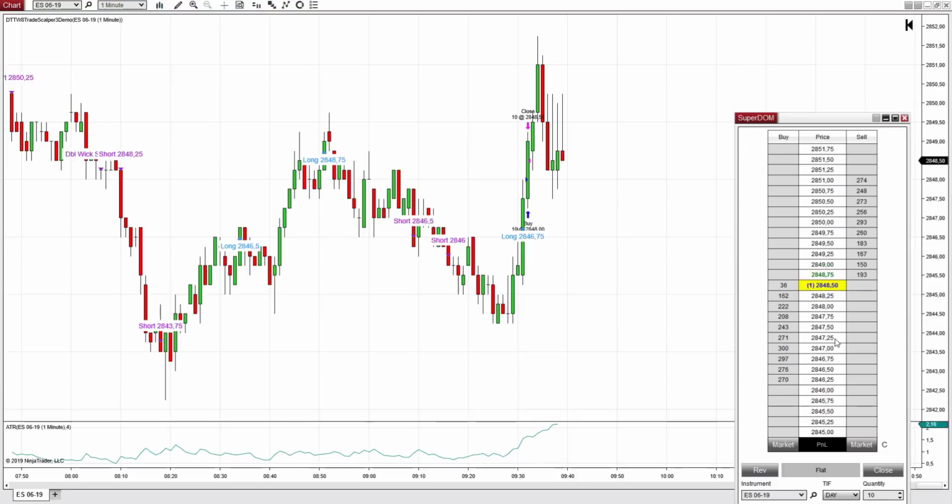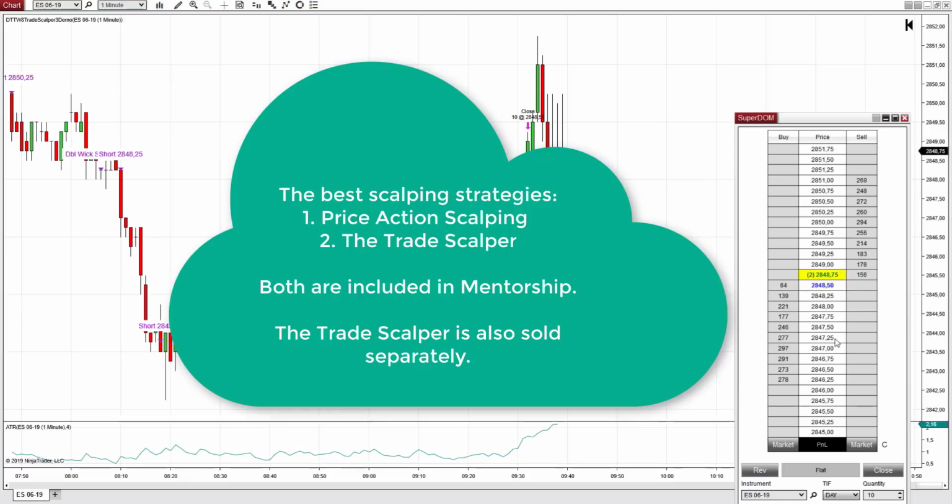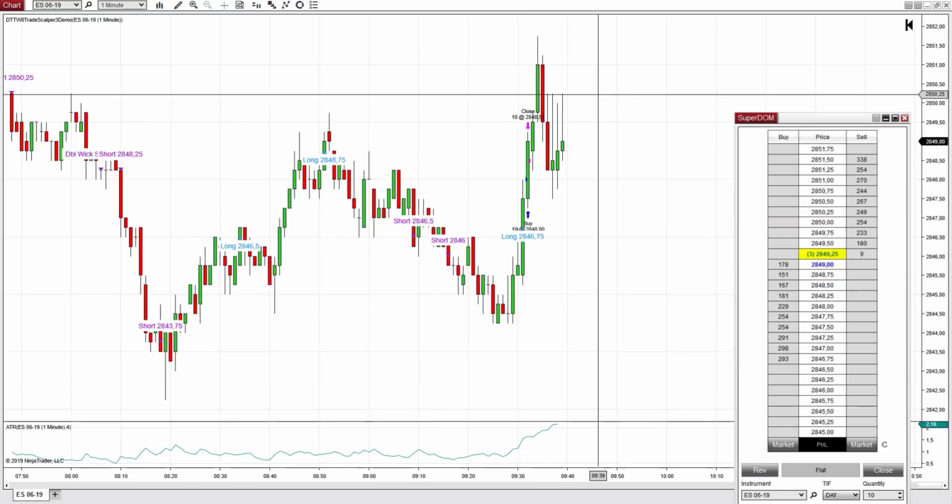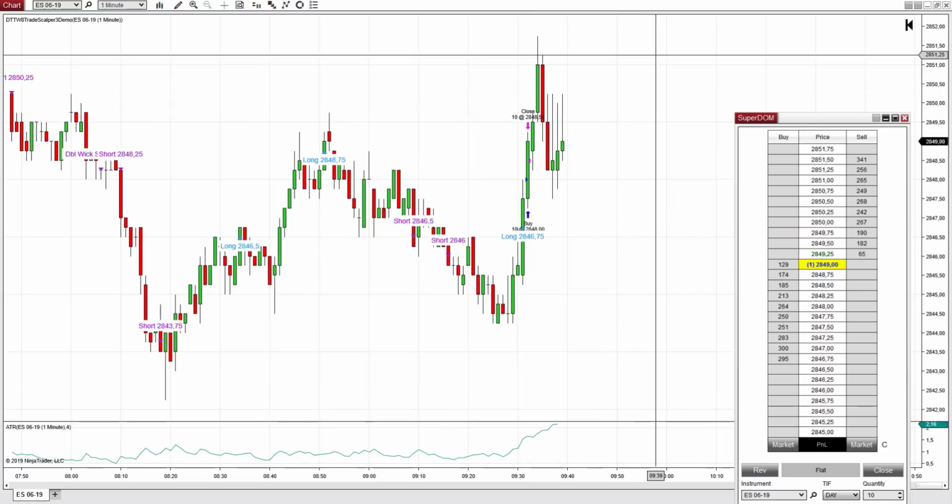So scalping, there's actually two scalping methods that I recommend. One is a counter trend method, the price action scalping method. The other is the Trade Scalper. So there's two scalping strategies, and I think that if you're going to be a scalper, you have to do obviously a lot of trades multiple times throughout the day.